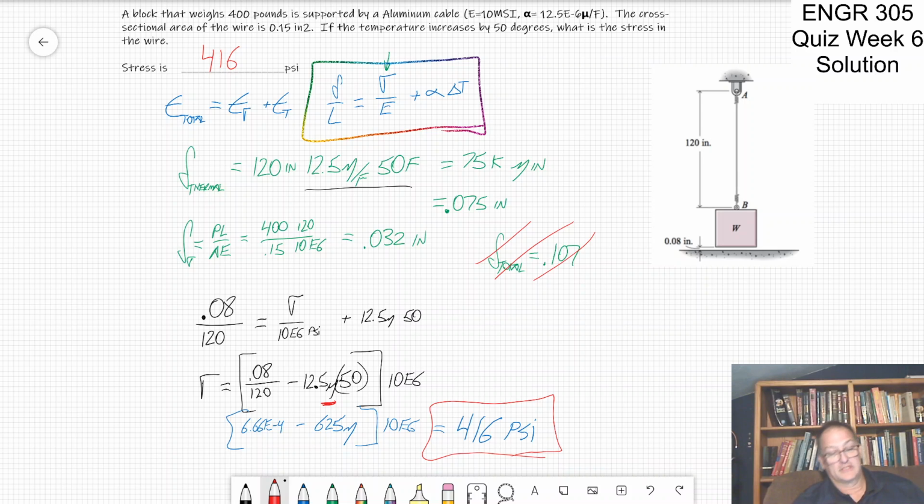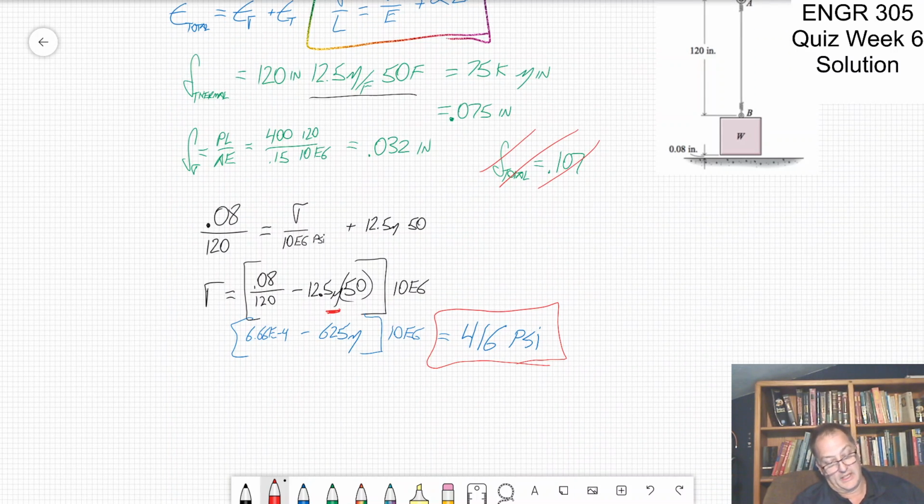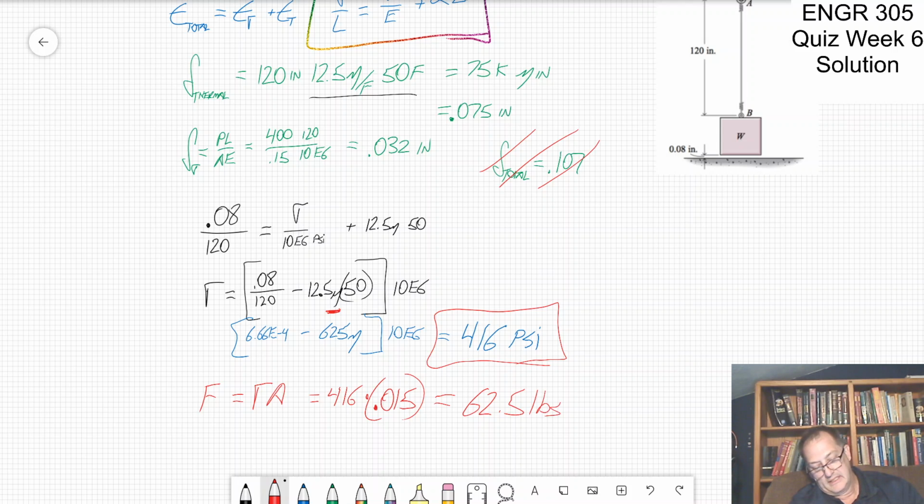And then your version of the test said, well, what's the tension in the wire? Well, if you know the stress in the wire, the tension in the wire, the force, is equal to stress times area. And so you could take your 416 times 0.015, and you would wind up getting 62.5 pounds. And that's a good problem.